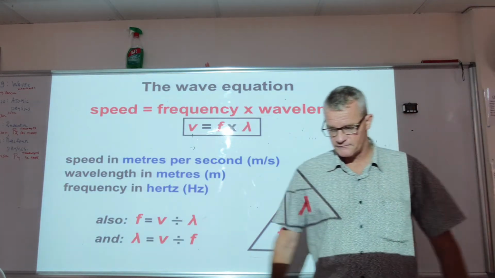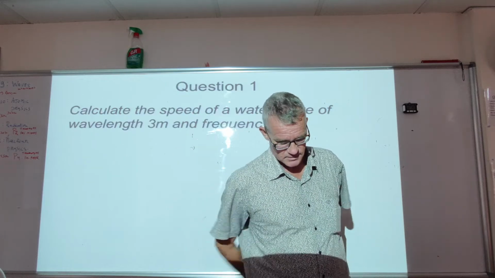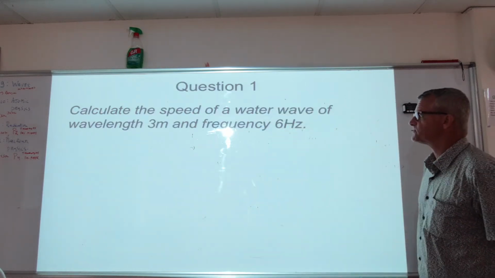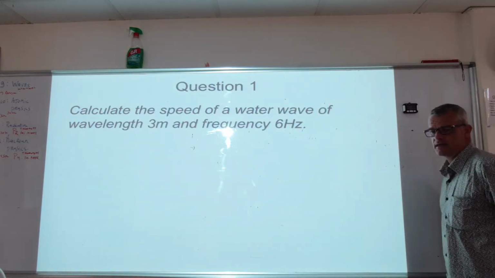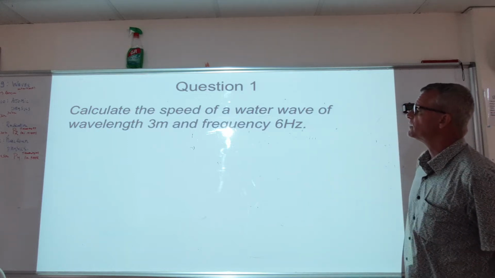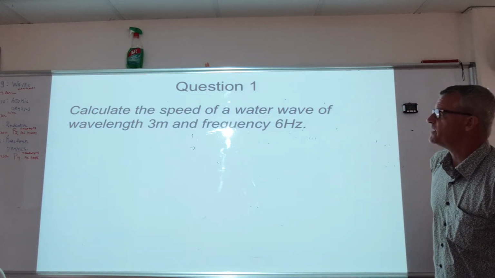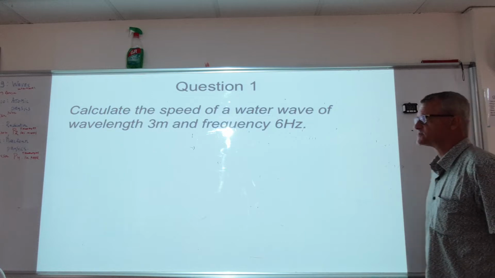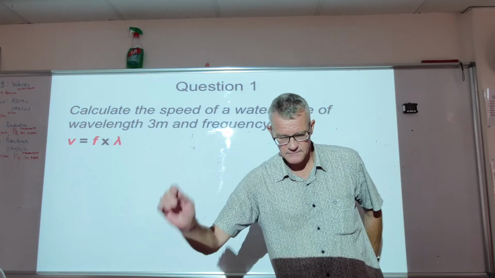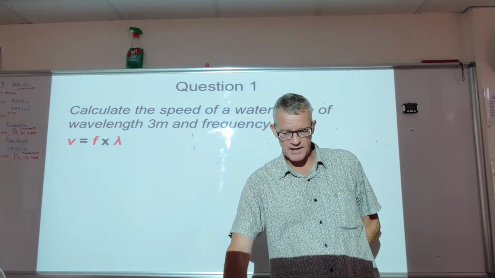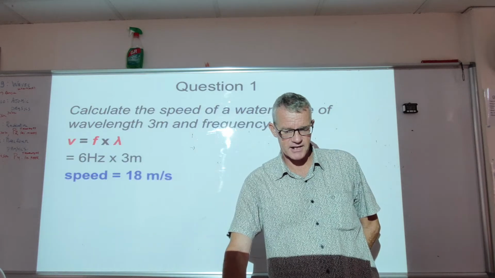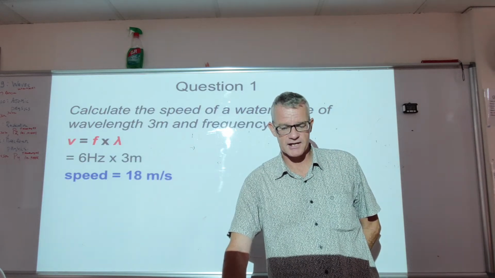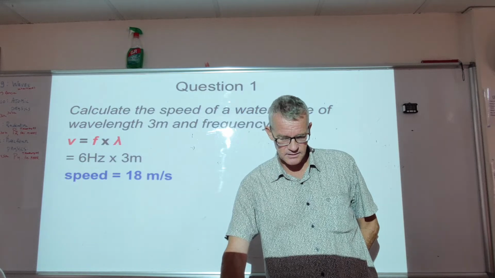Alright, first question. Pause the video and try to answer the question. Calculate the speed of a water wave of a wavelength 3 meters and a frequency of 6 hertz. Then V equals F times lambda is 6 times 3 is 18 meters per second. The next question.